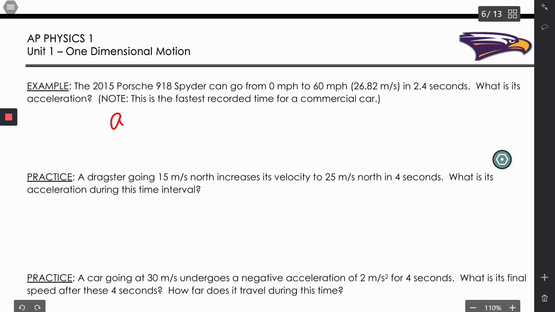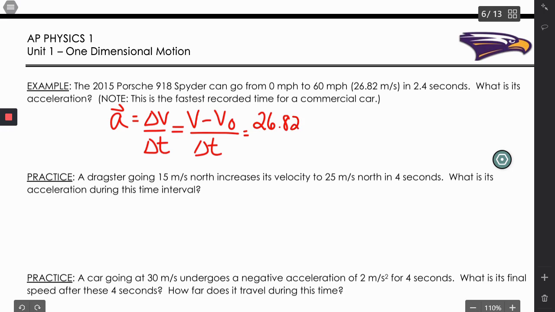So we're going to use our definition of acceleration, where it's change in velocity over change in time, and we expand out our delta. Remember, it's final minus initial. And now we just plug in our values. So we're going to do 26.82, because remember, we're using the metric system, and we're going to divide that by 2.4 seconds.